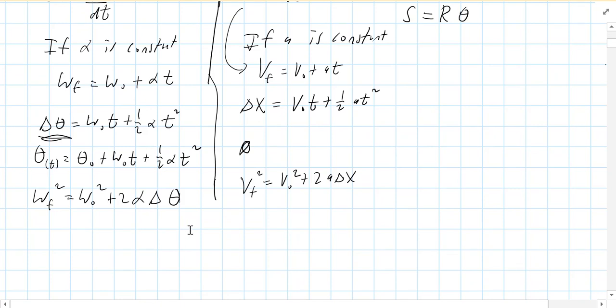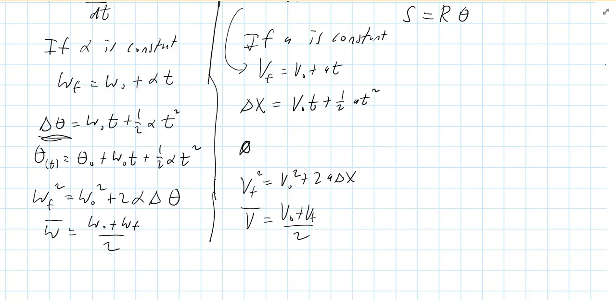Now these come from, in a linear system, if acceleration is constant, v average equals the average of the starting and the final velocities. In an angular system, that would be omega average equals omega naught plus omega final over 2. Now again, those last several equations rely on either alpha or acceleration being constant.